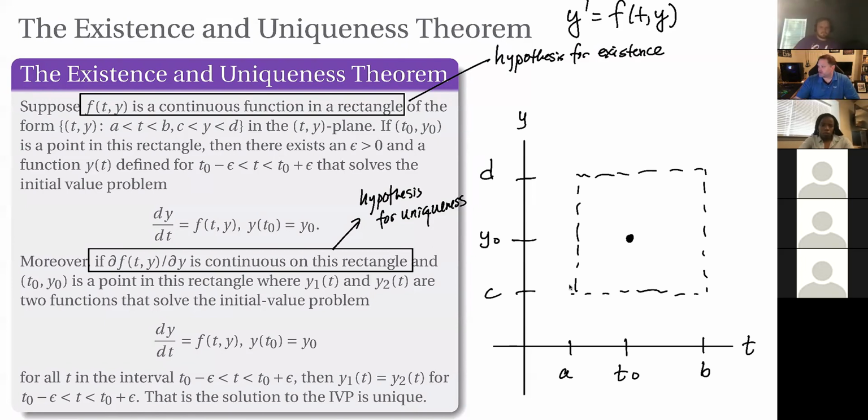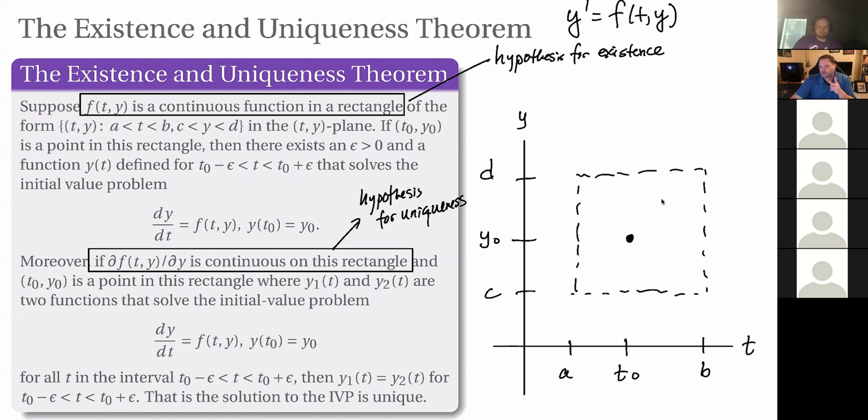And the initial point doesn't have to be in the center of the rectangle, right? The initial point could be closer to the sides. It doesn't matter where the initial point actually is, so long as it lies inside of some rectangle. So the hypothesis for existence is whatever this function is, it doesn't have any bad points in the interior of this rectangle. The partial derivative of it with respect to y, in other words, you take the derivative with respect to y, not t, of the right-hand side of the equation, needs to also not have any bad points inside this rectangle.